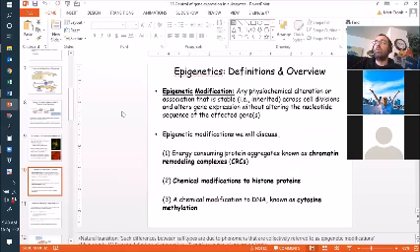So part of what makes you who you are as an individual, obviously you inherited that from both your mother and your father, but it's not entirely based on the DNA sequences that you inherited from your mother and your father.